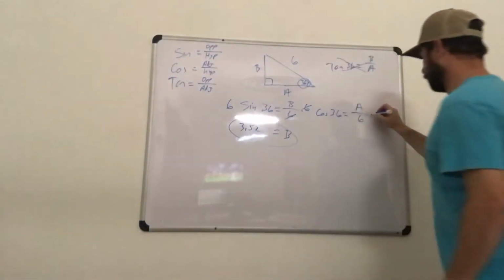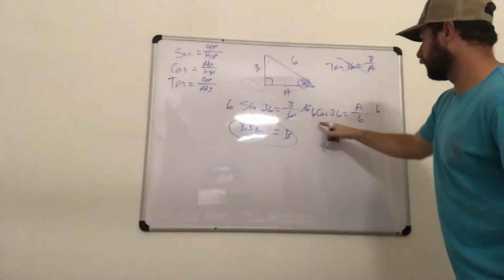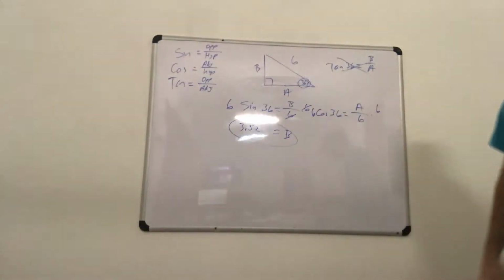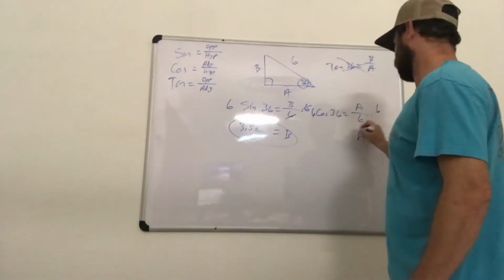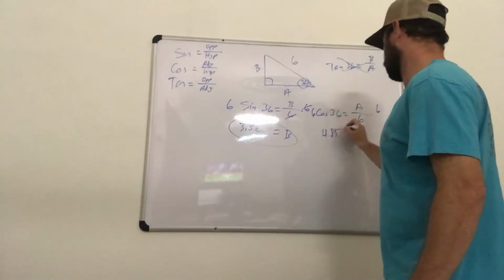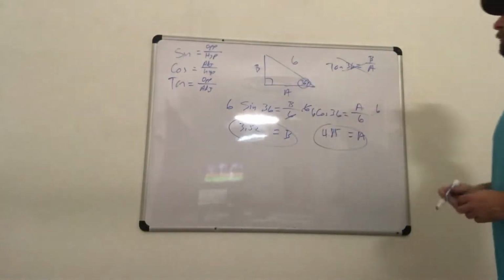Same thing with this one, you're going to multiply both sides times 6, so you get 6 cosine 36, and the answer to A is 4.85. So that is how you solve for the missing parts.